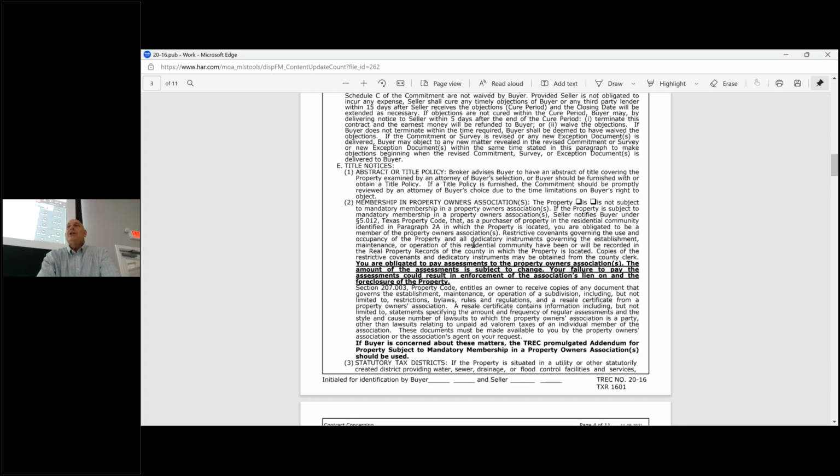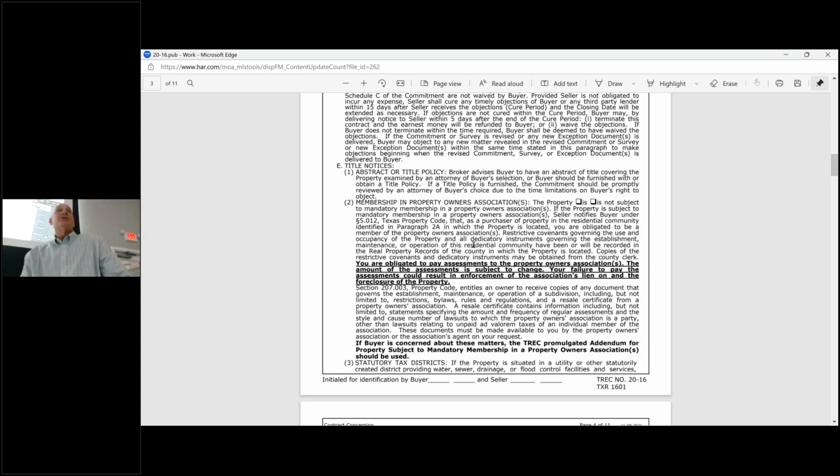If buyer is concerned about these matters, about the HOA and its restrictions, like can I park my trailer on the front yard? Can I raise goats in the backyard? I'm concerned about this property owners association. That's what this says. If buyer is concerned about these matters, the TREC promulgated addendum for property subject to mandatory membership in a POA should be used. What is shocking about that statement?